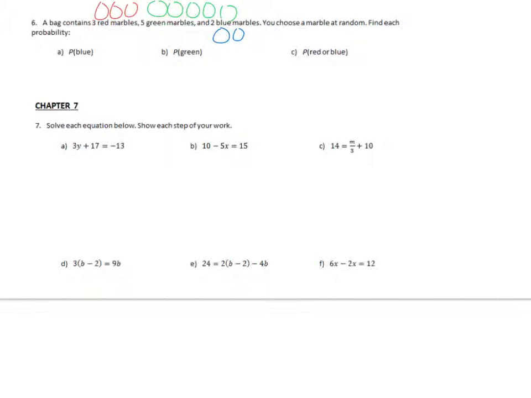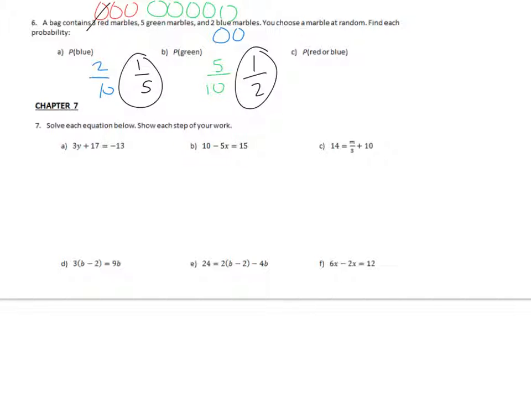So there are 10 marbles total. So there's 2 out of 10. But remember, you need to reduce it. So it's 1/5. Green. There are 5 out of 10 total. So you have to reduce it. So there's 1/2.